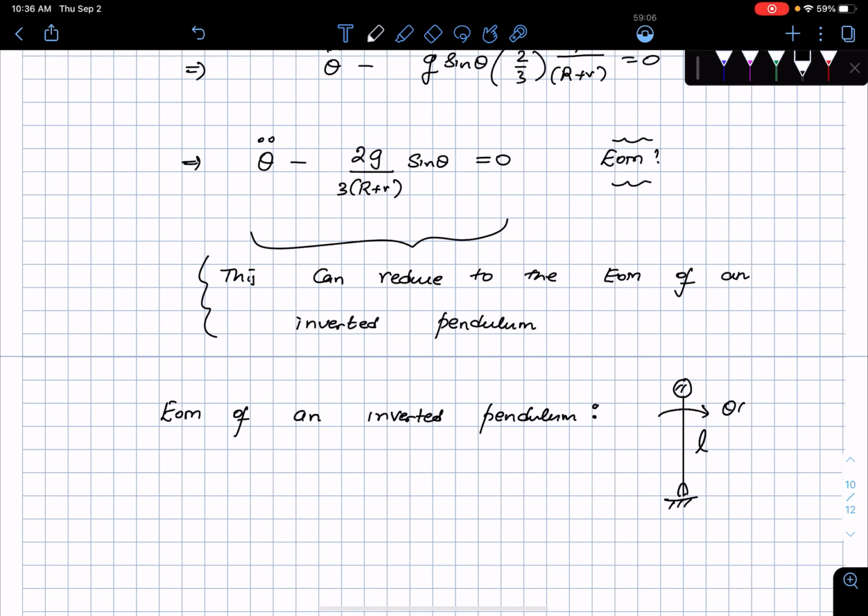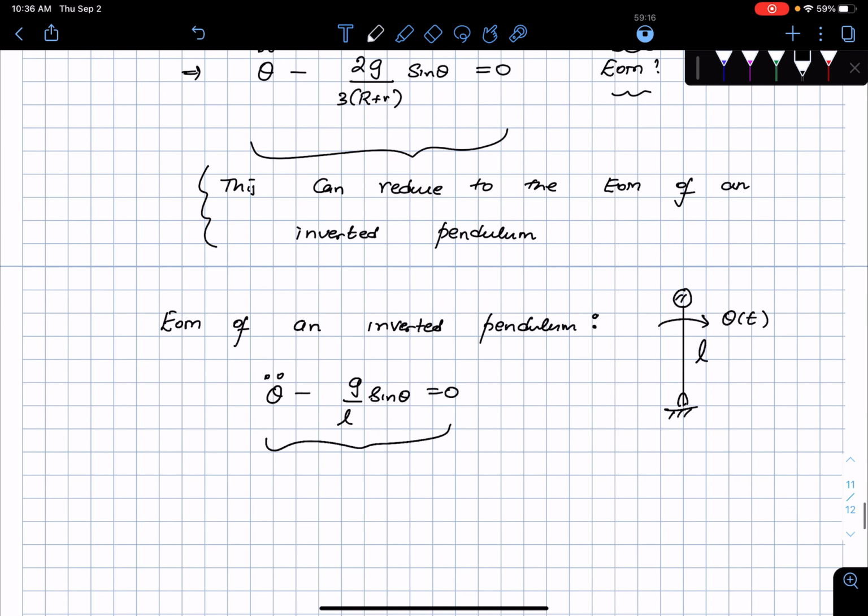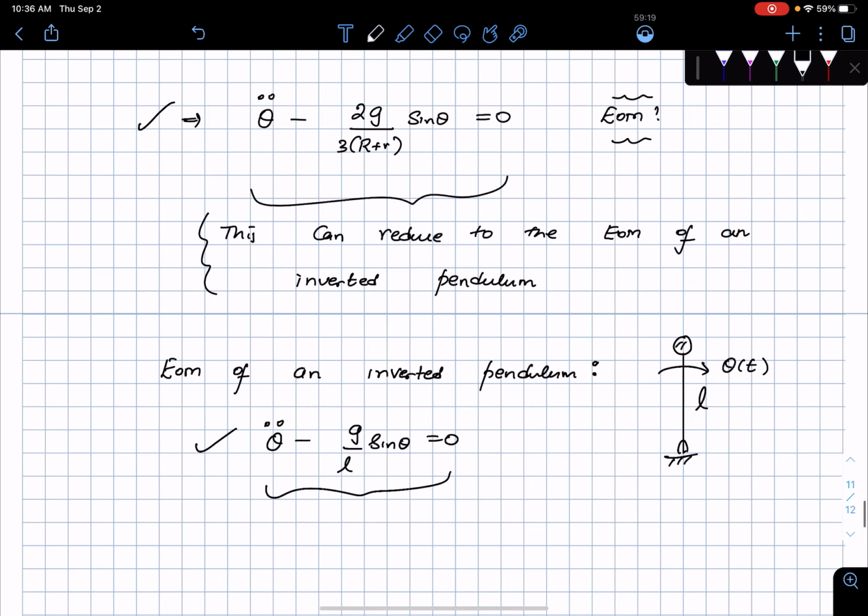If I say that theta of t is the degree of freedom associated with it, the equation of motion is theta double dot minus g by L sine theta is equal to 0. You can see that by comparing this equation with that equation, I'm just off by a small length scale. 2 by 3 (R plus r) is equal to the length L. But other than that, this can be reduced to the equation of the inverted pendulum by factoring in the length scale. So this is essentially the end of the problem.